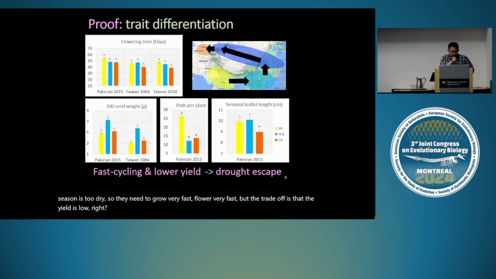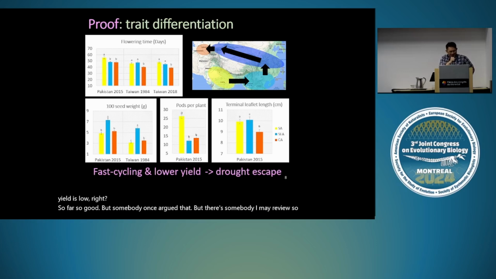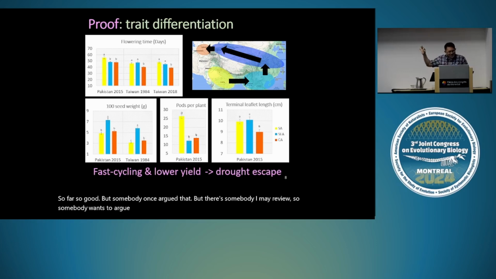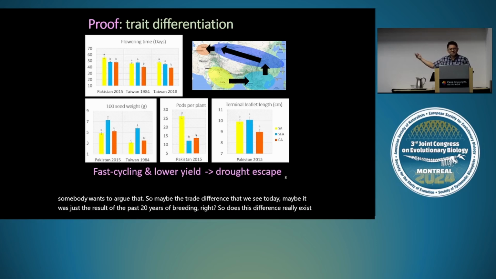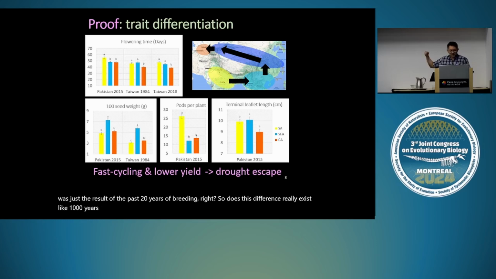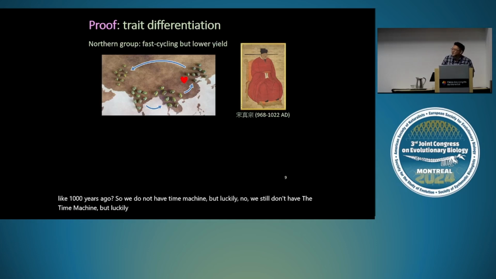So far so good, but somebody once argued, and by somebody I mean a reviewer, that maybe the trait difference we see today was just the result of the past 20 years of breeding, right? So does this difference really exist, like, 1,000 years ago? We do not have a time machine, but luckily, somebody actually did this observation for us.